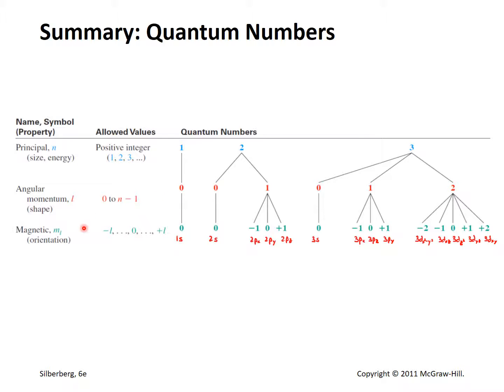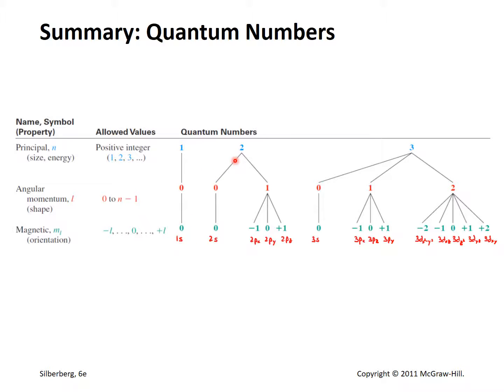Also, the magnetic quantum number, ML, which must be an integer starting at negative L, going to 0, and then going all the way to plus L, only has one option, and that's ML equals 0. So we can see when n equals 1, we only have a 1s atomic orbital.